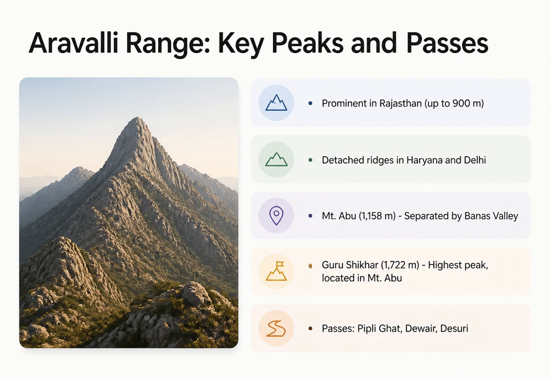Within Mount Abu lies Guru Shikhar, the highest peak of the Aravallis at 1,722 meters. The range is also navigated through key passes like Pipli Ghat, Diwar, and Dasuri, which facilitate road and railway movement.